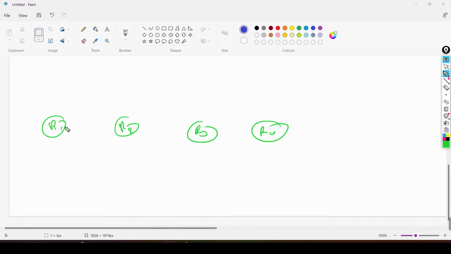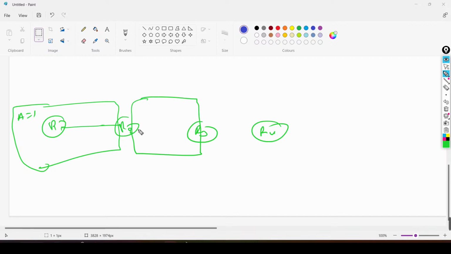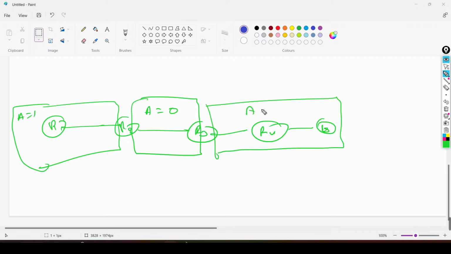Okay, these two routers are in area 1. Okay, these two routers are in area 0, and there is one more router R5. These routers are in, let's say, area 5. Okay, so all these routers will have information about what? ABR router. Yes or no?